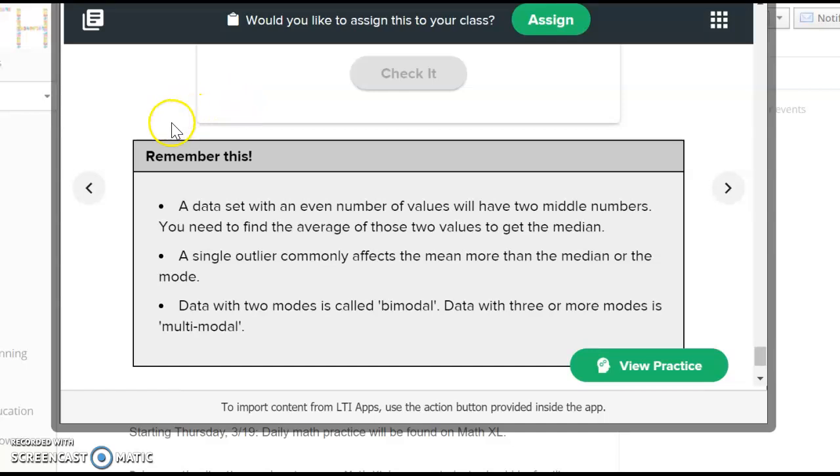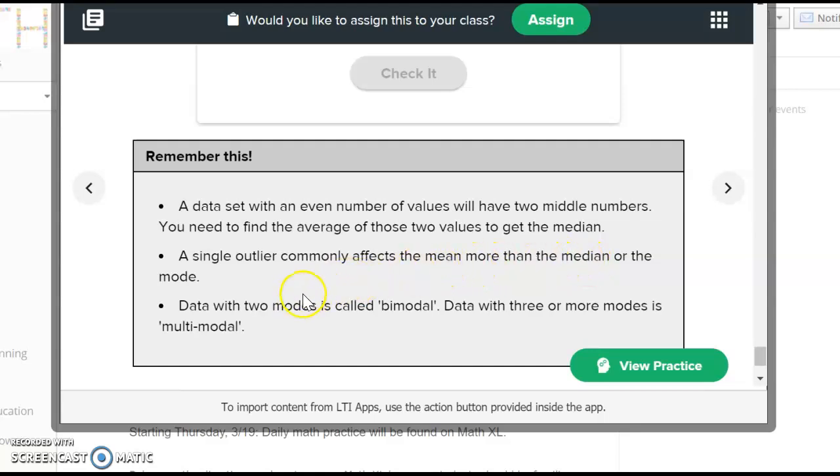Okay? And remember this, read these 3 bullets. It gives a quick review. And one thing, the middle bullet here, it's interesting. If you have an outlier, remember an outlier is one that is way away from your data set, whether it's greater than your data set or less than your data set, to the right or to the left of your data set. Okay? That will affect the mean more than the median.